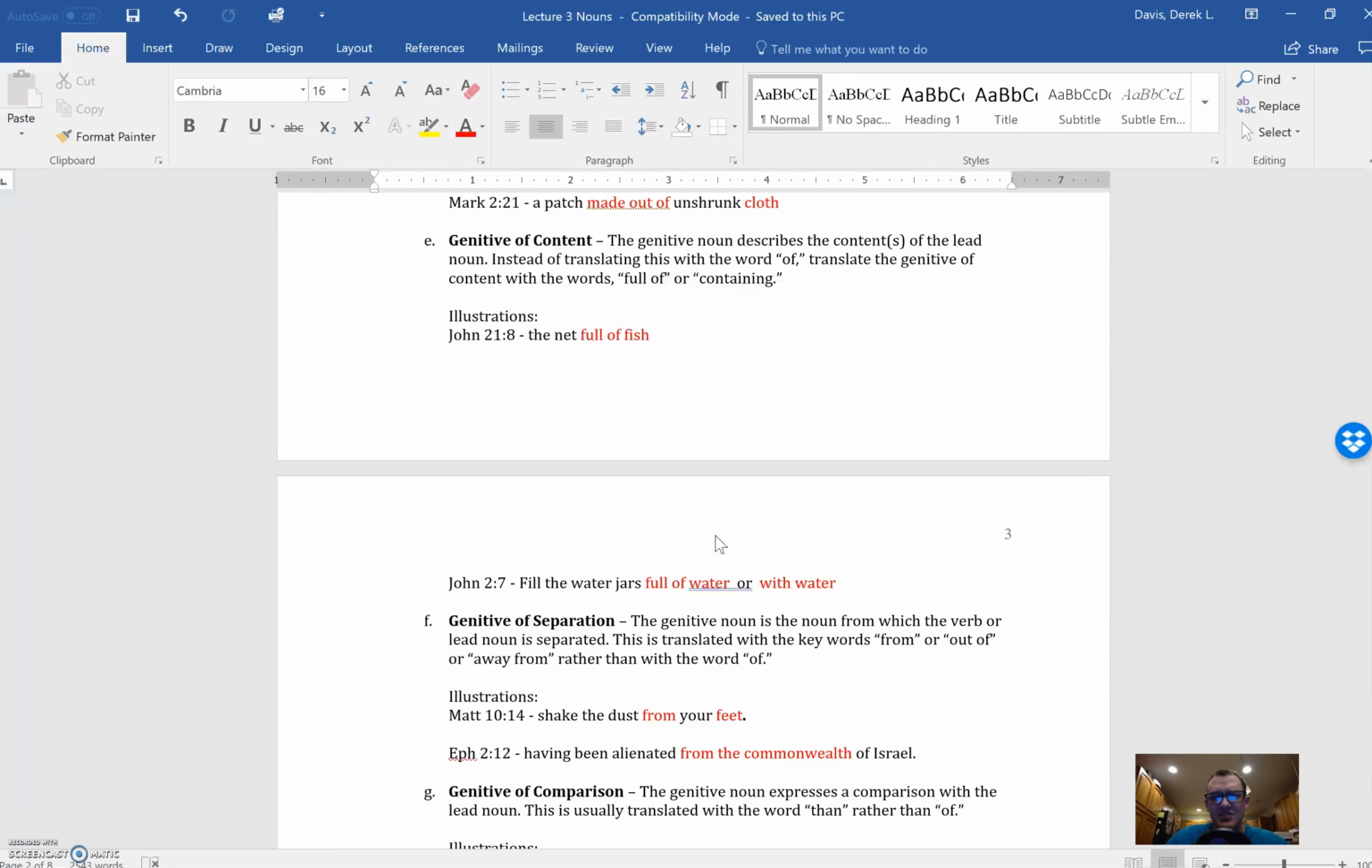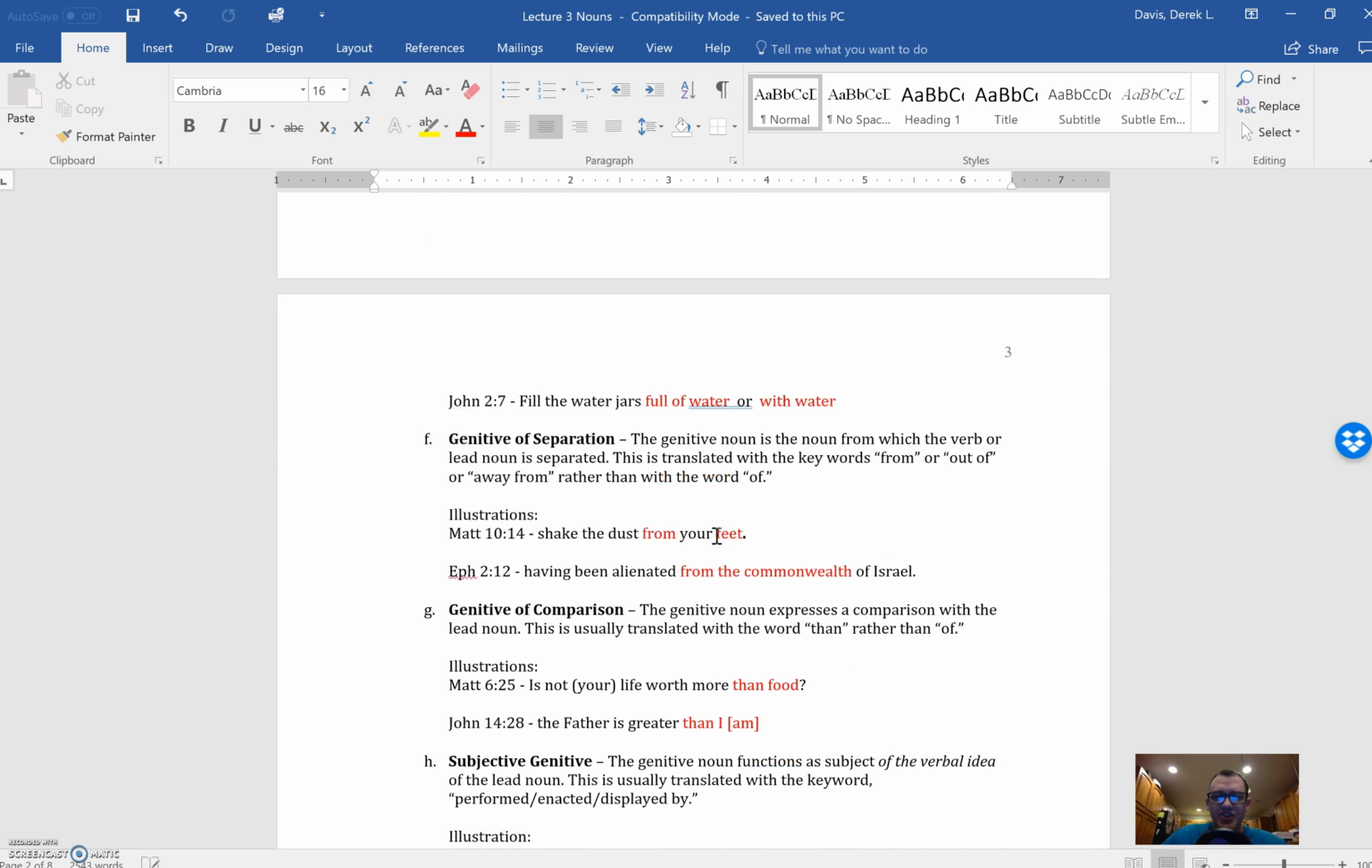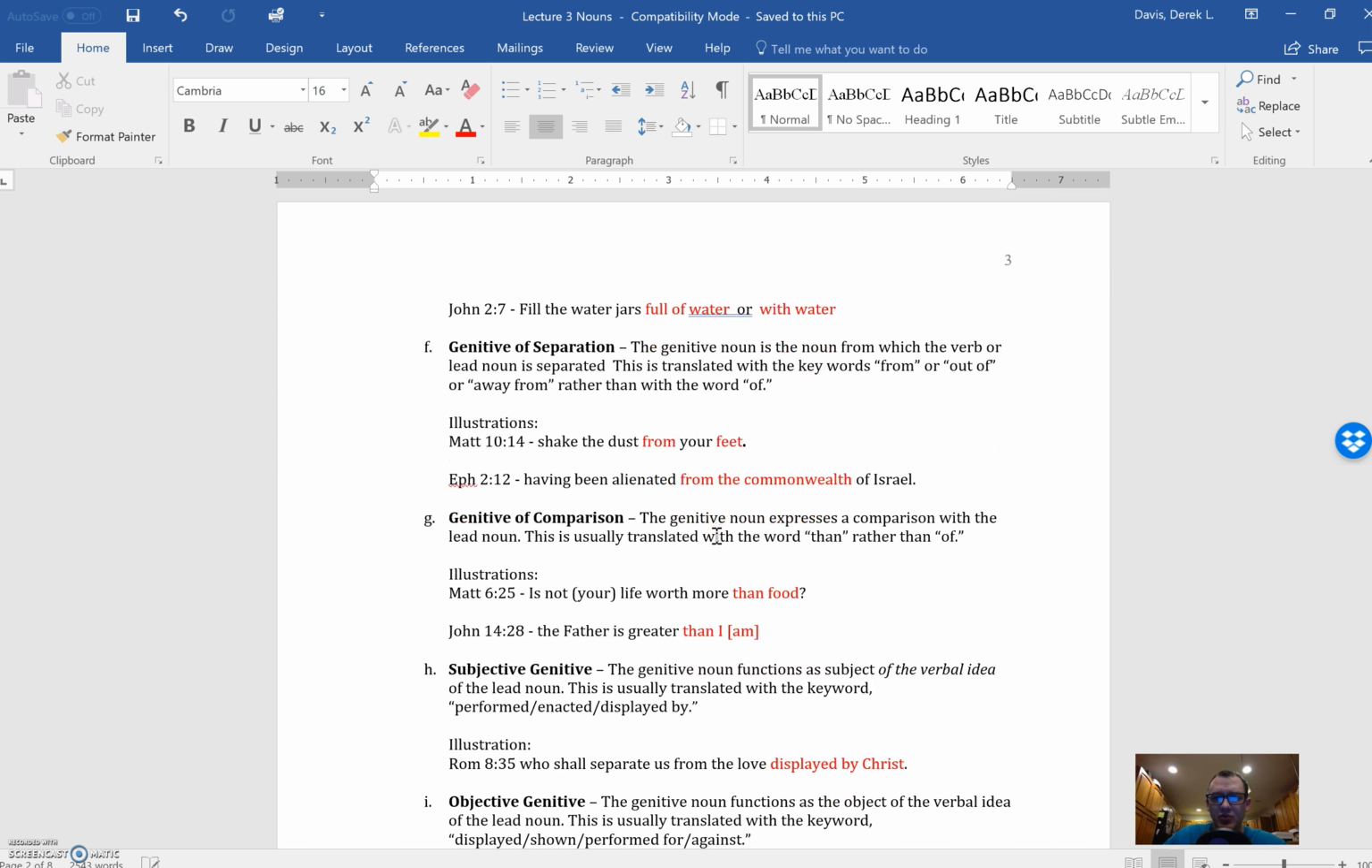A genitive of content. This is usually easy to see because the word "full" will likely be present, but if it's not, it'll just say something like "the net of fish." So you could say the net containing fish or full of fish, something like that, to nuance how that genitive is functioning.